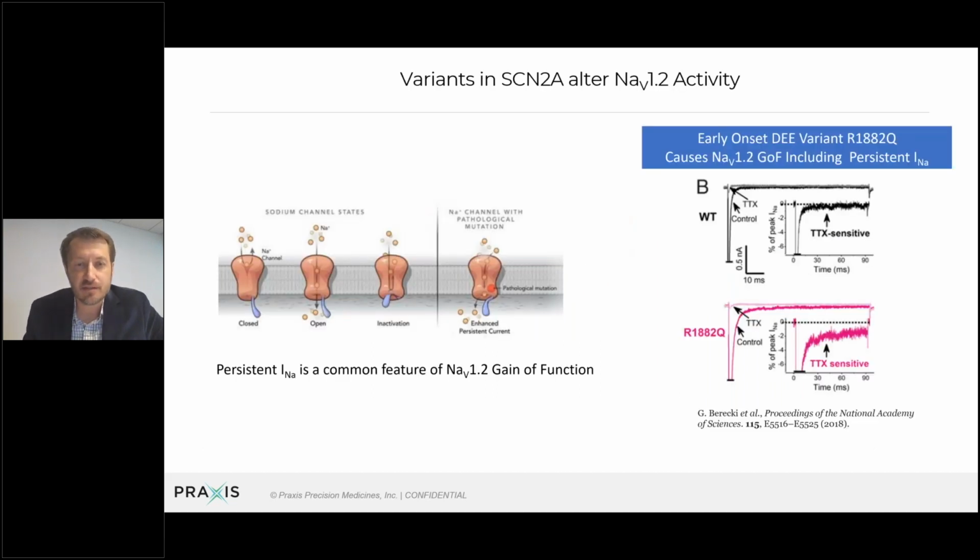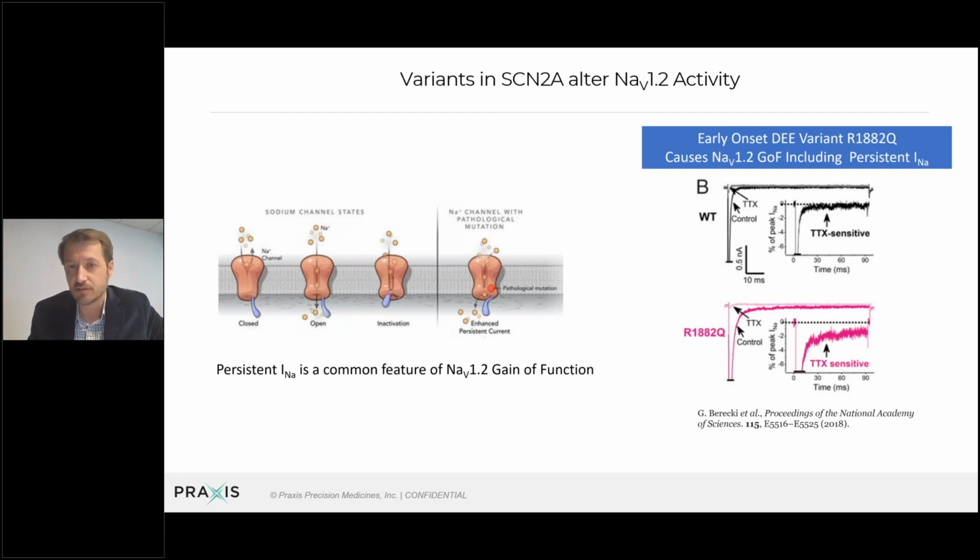All right, so again, on the left, this is a cartoon of NaV1.2, cycling between the states. This persistent current, though, what does it look like at the patch clamp rig? That's what you're seeing on the right. This is work from Geza Berecki et al., working with Steve Petrou at Florey. Much of this work from this 2018 PNAS paper is profiled because it set the stage for using dynamic clamp, particularly for this protein, using this model.